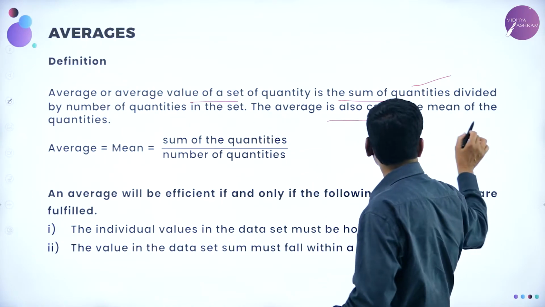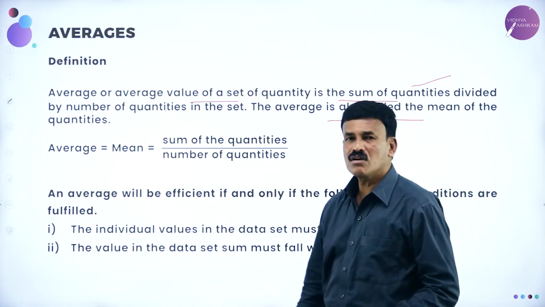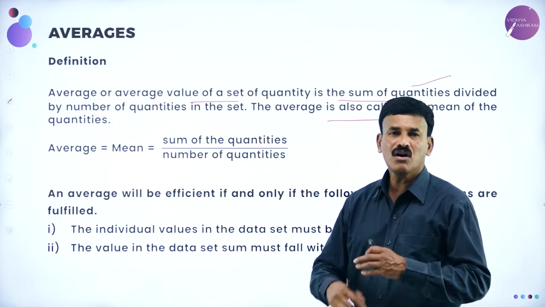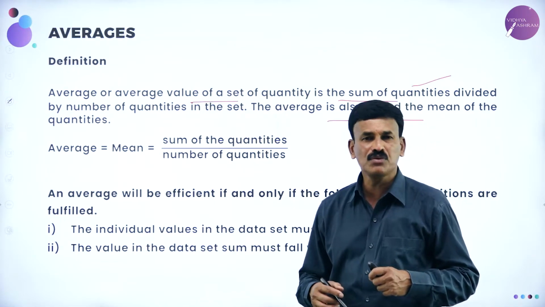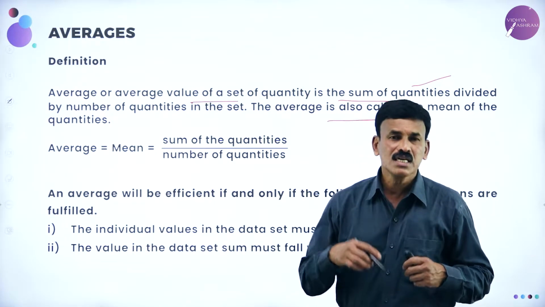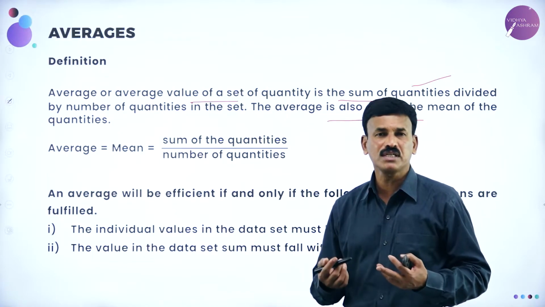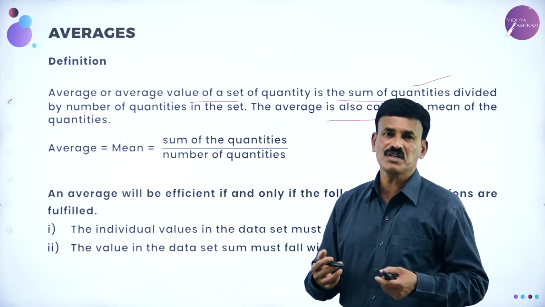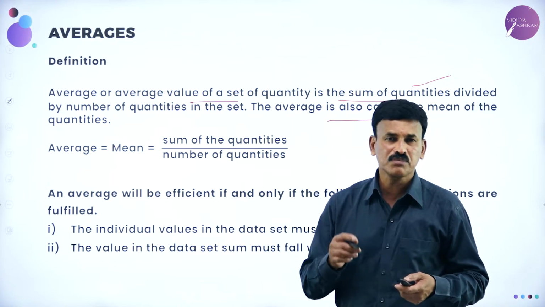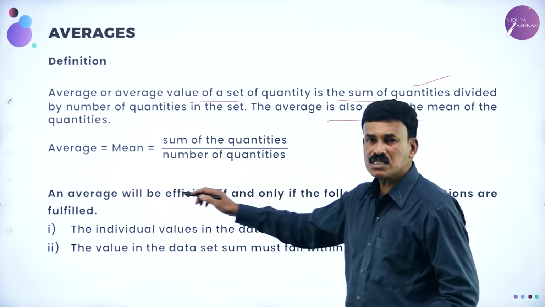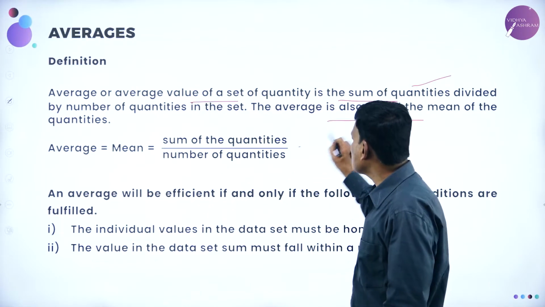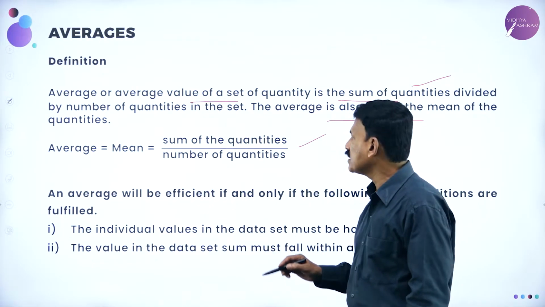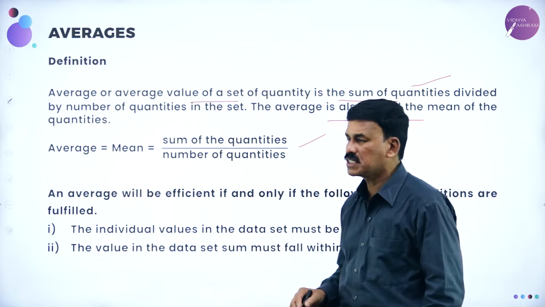The average is also called the mean of the quantities. You would have studied the mean in your previous class. Mean is nothing but an average. The sum of all the quantities divided by the total number of quantities will give the mean. So average or mean is equal to the sum of the quantities divided by the number of quantities.